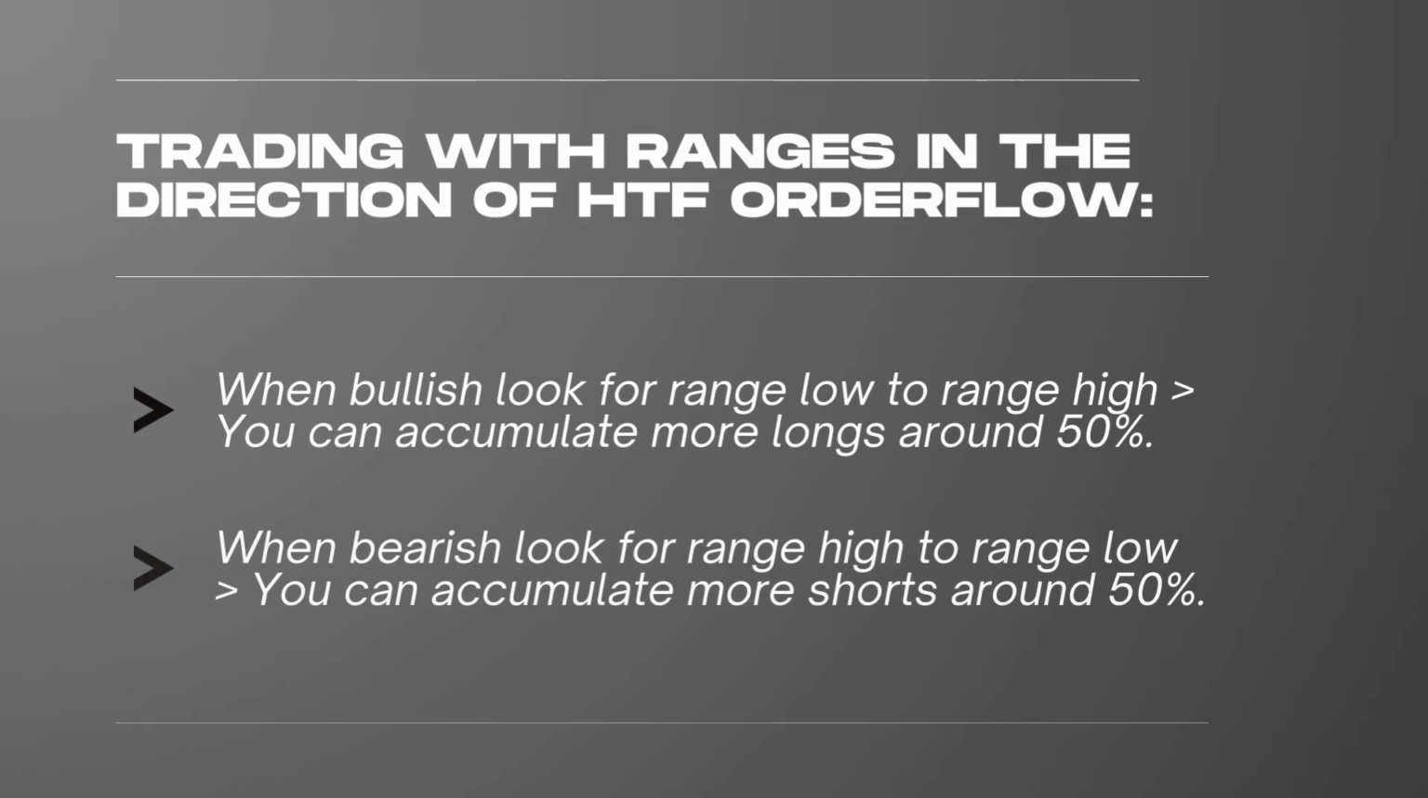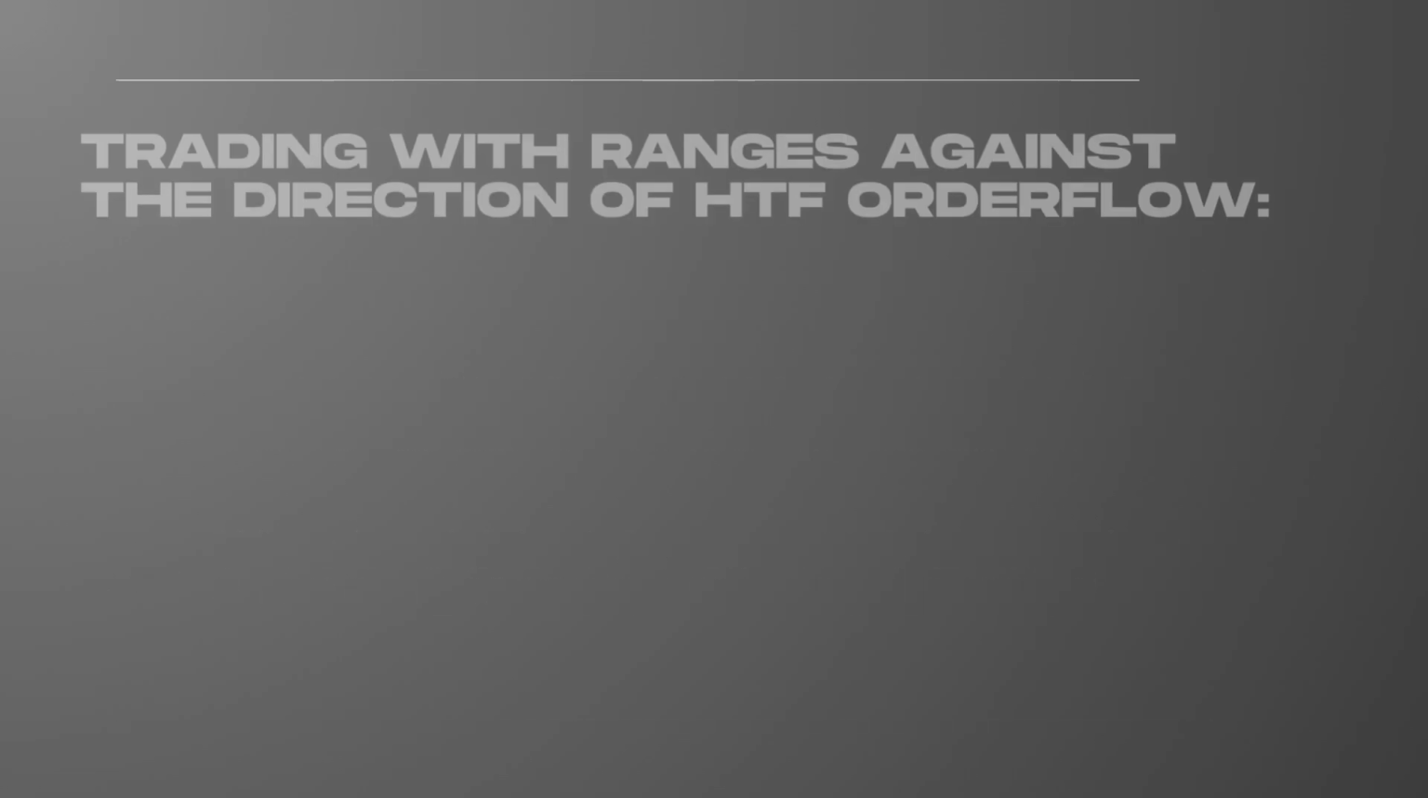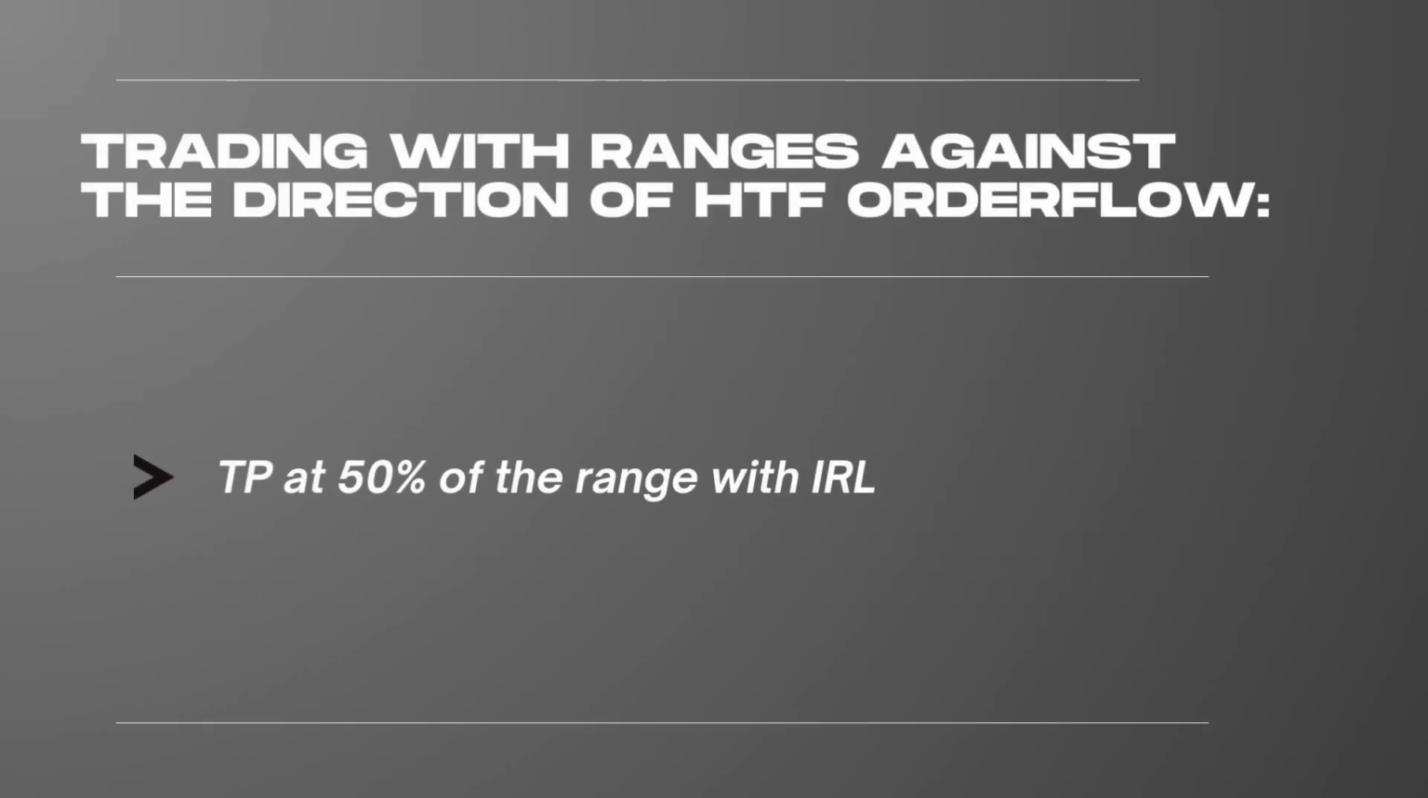Now, trading with ranges in the direction of the higher time frame order flow. When we are bullish, look for the range low to range high, and then you can accumulate more longs around the 50% level. And when bearish, look for the range high to range low, and you can accumulate more shorts around the 50% level. Now, when you're trading with ranges against the higher time frame directional order flow, you take profit at the 50% of the range and with internal range liquidity.